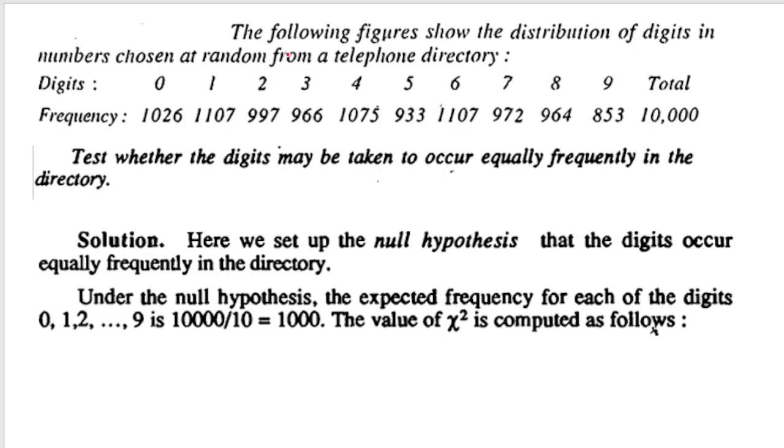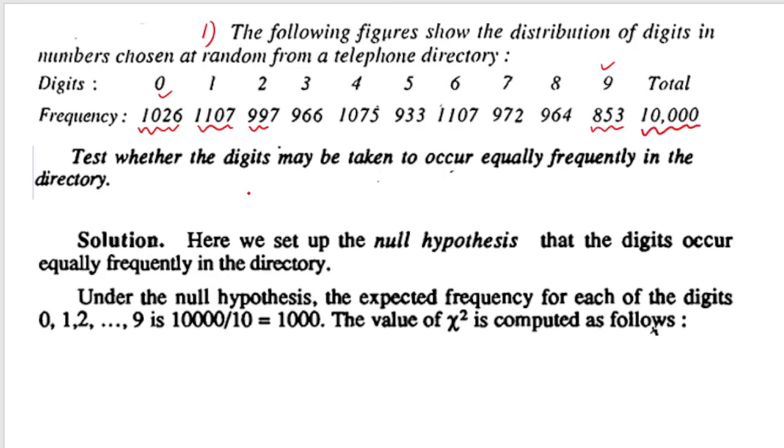Okay, so the following, this is problem number 1. The following figure shows the distribution of digits in numbers chosen at random from a telephone directory. So there are digits from 0 to 9, and 0 is occurring 1026 times, 1 is occurring like this, and 2 is occurring this many times, and so on. 9 is occurring 853 times. So in total, all these digits from 0 to 9 are occurring 10,000 times.